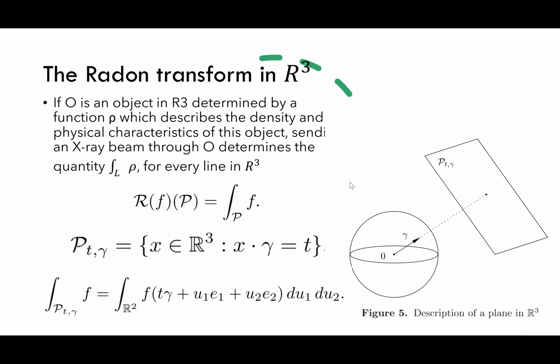Now, I will talk about the Radon transform in R3. If O is an object in R3 determined by a function rho, which describes the density and the physical characteristics of this object, sending an X-ray beam through O determines the quantity integral of rho over L for every line in R3.